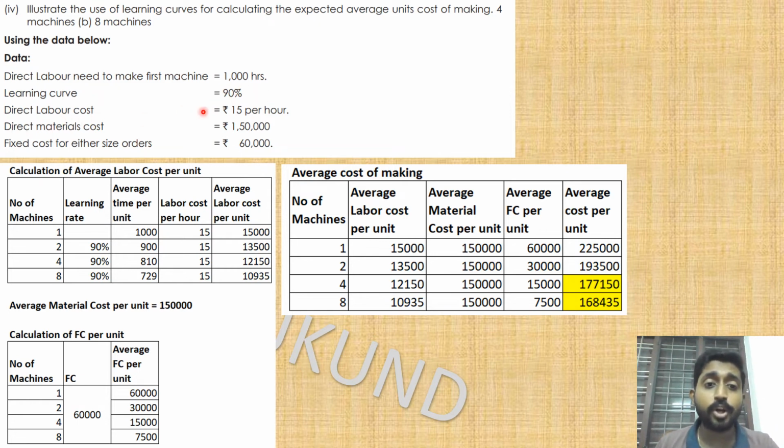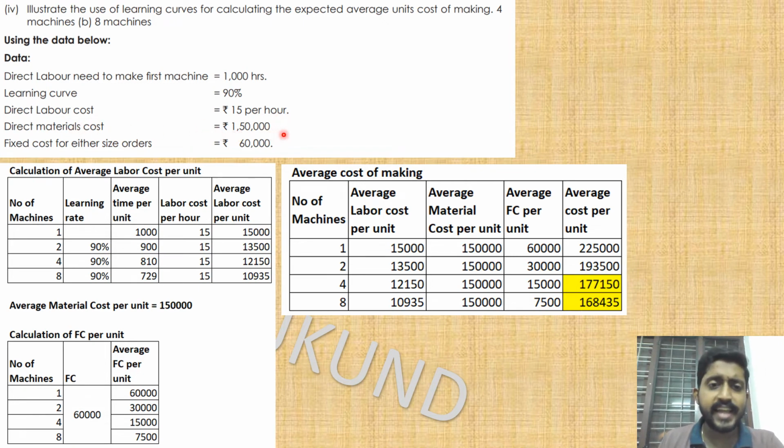Direct labor cost is 15 rupees for every hour. Now because of the learning effect, the hours for making the machine will reduce, which means the direct labor cost will also reduce. We will see those things in the answer now.